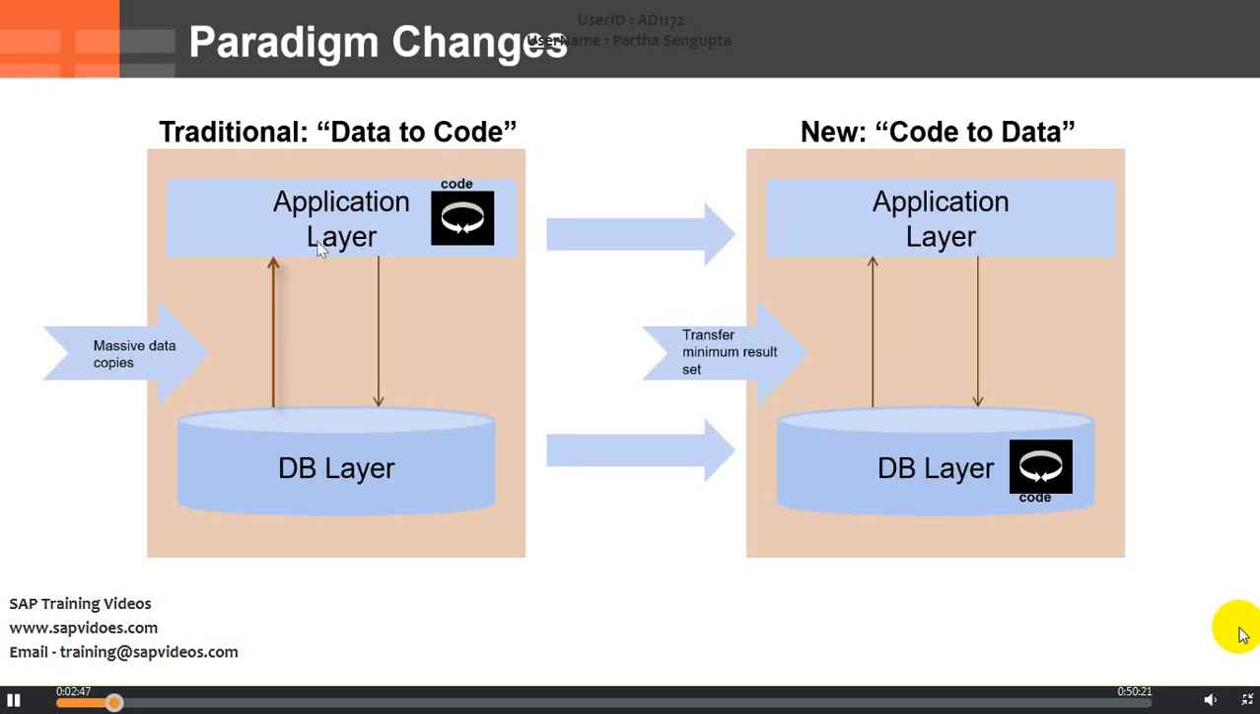When you use the data to code paradigm, performance was affected more. To get the data from the DB layer to the application layer, massive data is copied from the DB layer to the application layer, which affects performance. In the code to data paradigm, only the result set is transferred from the DB layer to the application layer, but calculations are performed in the DB layer, which gives more performance. So core data services in ABAP use the code to data paradigm.